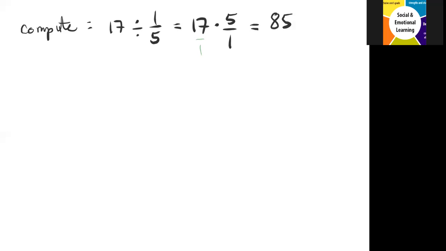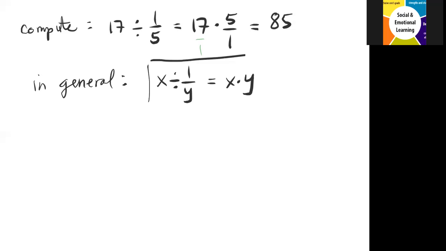So in general, we could say that x divided by 1/y is equal to x times y. That's a general form of that.